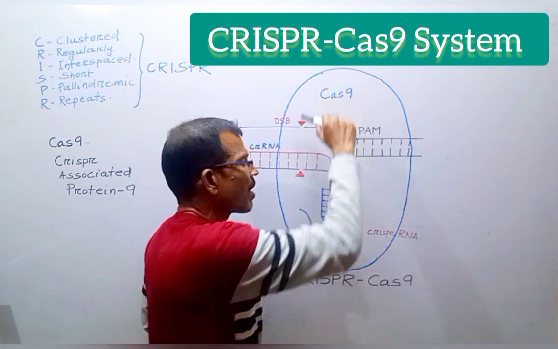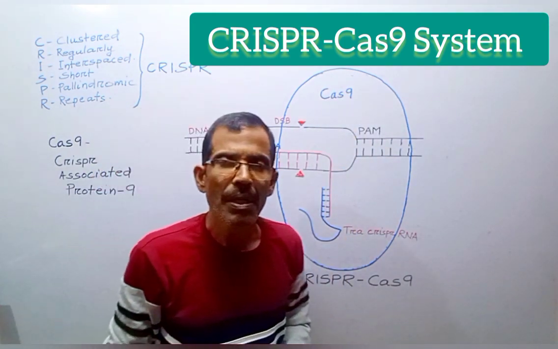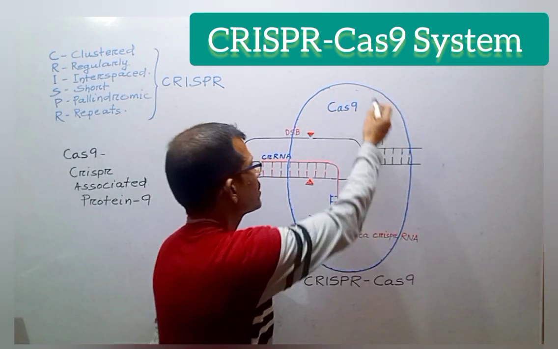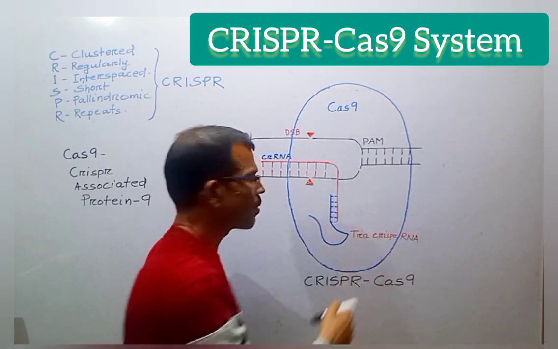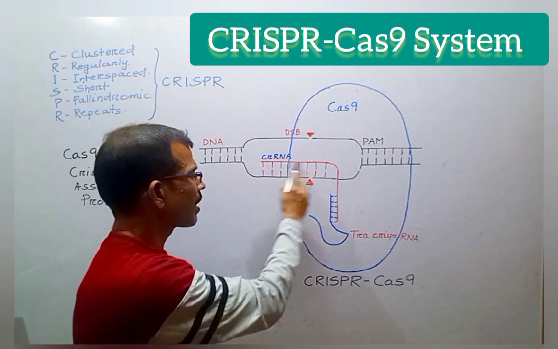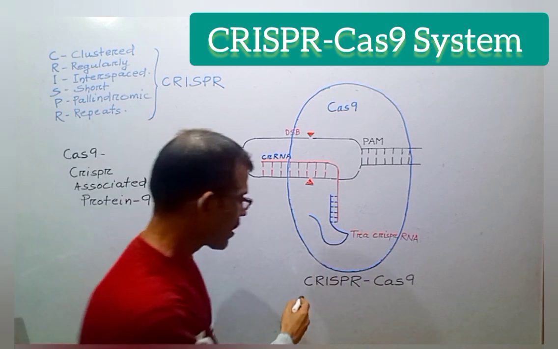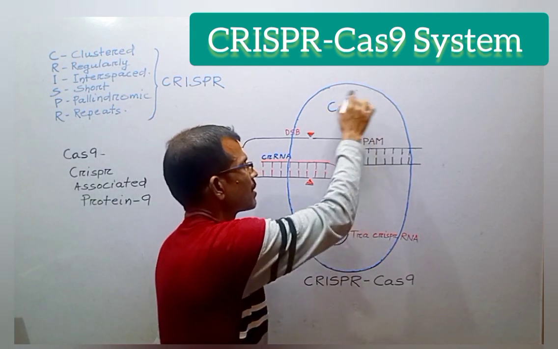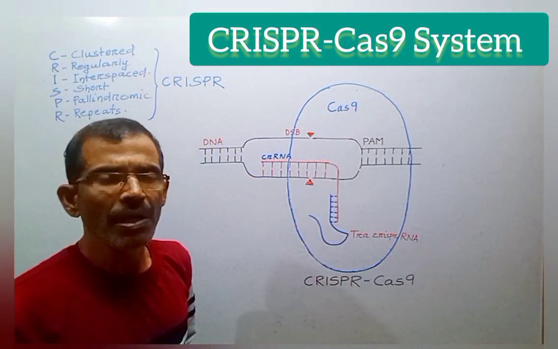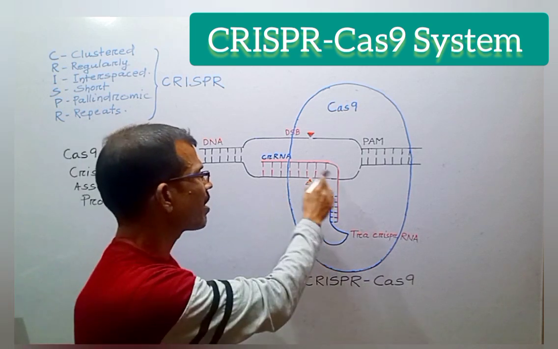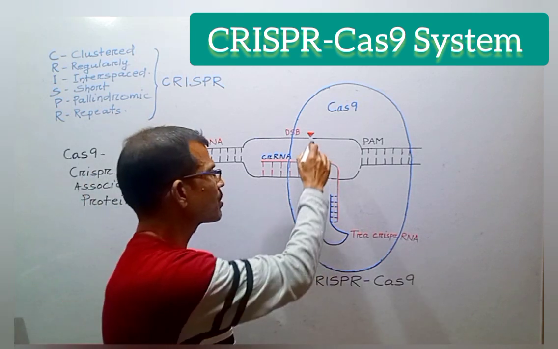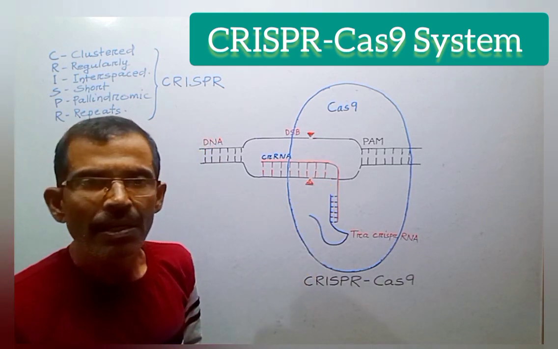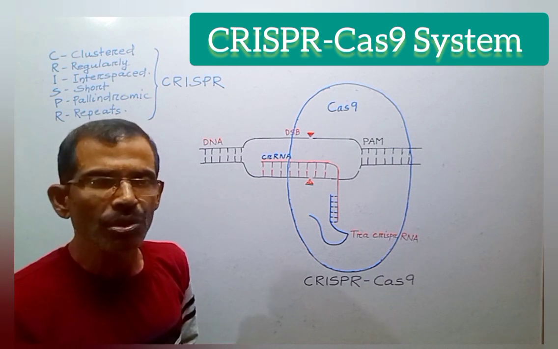Cas9 is a type 2 restriction endonuclease. In this figure, this is the target DNA. And this is Cas9 restriction endonuclease, which along with the guide RNA forms the CRISPR-Cas9 system. Cas9 is the restriction endonuclease which is guided by the guide RNA to introduce a double-stranded break in the target DNA, thereby enabling genome editing by suitable procedures.